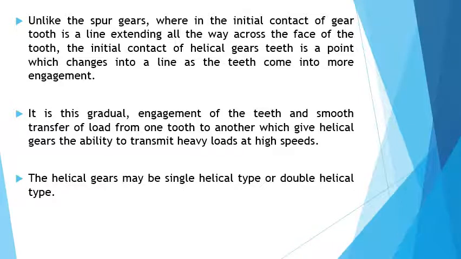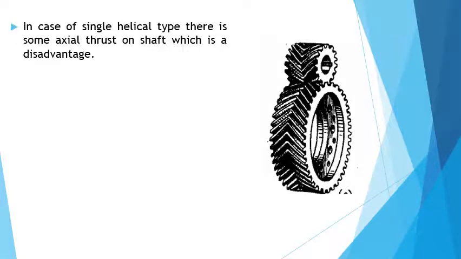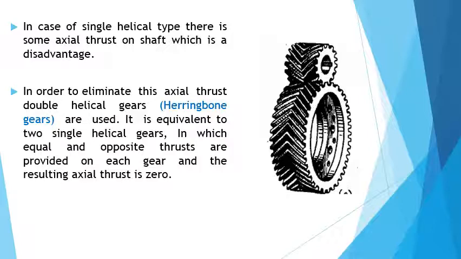The helical gears may be single helical type, or double helical type. In single helical gears, there is some axial thrust on the shaft or the bearings, which is a disadvantage of helical gears. In order to eliminate this axial thrust on the bearings or shafts, we use herringbone gears.